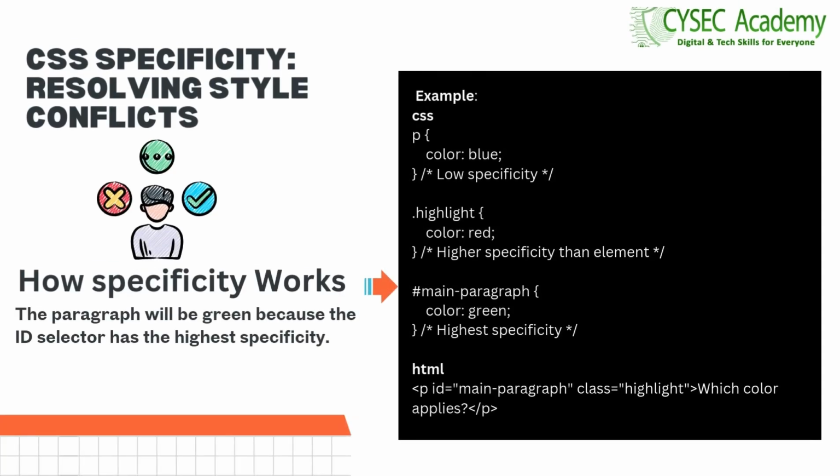CSS specificity, resolving style conflicts. When multiple styles apply to the same element, CSS uses specificity to determine which rule takes precedence. How specificity works. Specificity is calculated based on the type of selector used. The higher the specificity, the more priority it has.